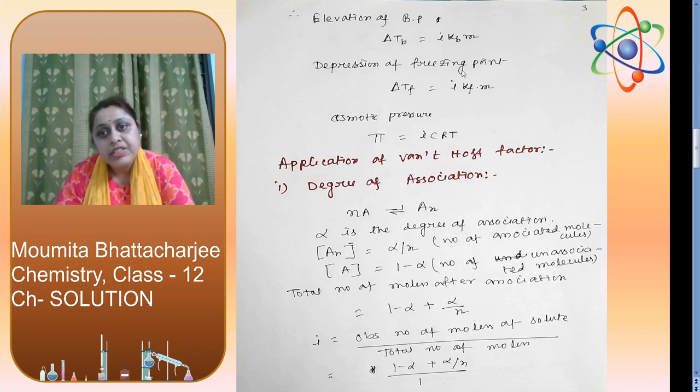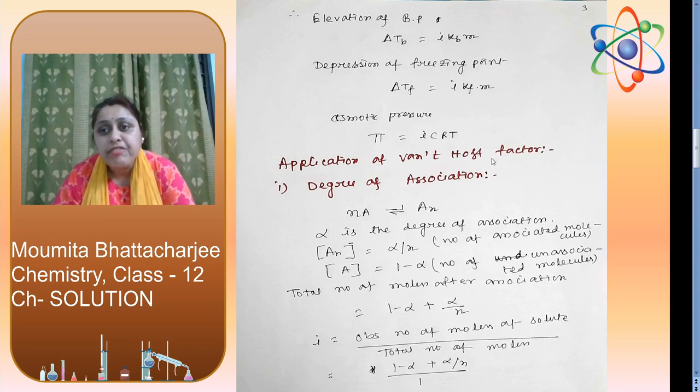For depression of freezing point, same. We get the equation delta Tf equals Kf into m, where Kf is known as the cryoscopic constant. But in case of association or dissociation, an additional term i will be added. So the new equation will be delta Tf equals i into Kf into molality. For osmotic pressure, we normally have pi equals CRT. For association and dissociation, it will become pi equals i CRT.